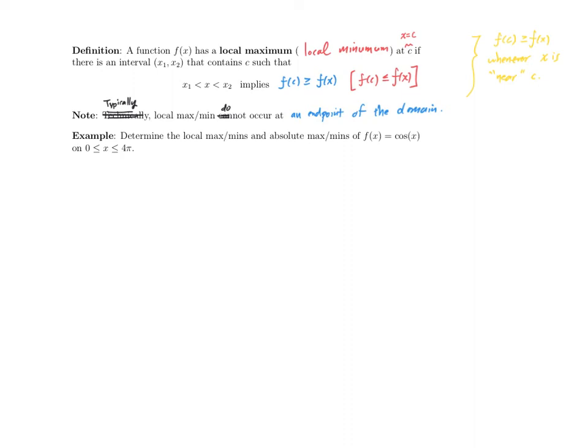So a very reasonable function that we can all hopefully sketch and visualize is cosine of x. I would like you to pause the video and sketch the graph of cosine on the interval from 0 to 4 pi. And then purely from inspecting that graph, I want you to tell me what are the local maximums and minimums, what are the absolute maximums and minimums. So pause the video, maybe take 2 to 3 minutes to sketch the graph and determine those local maximums and minimums.